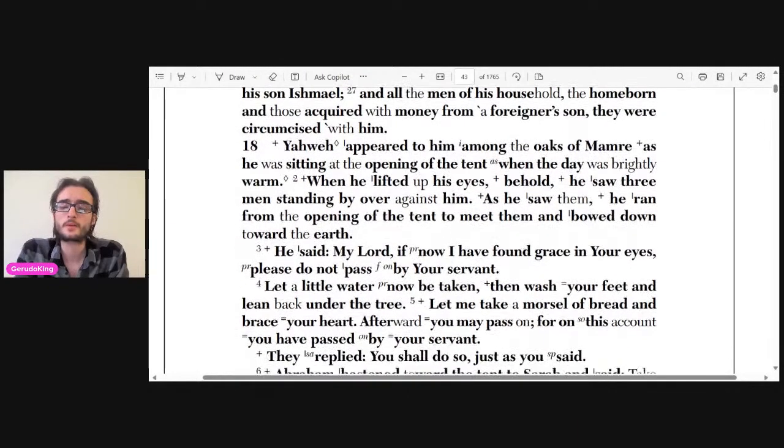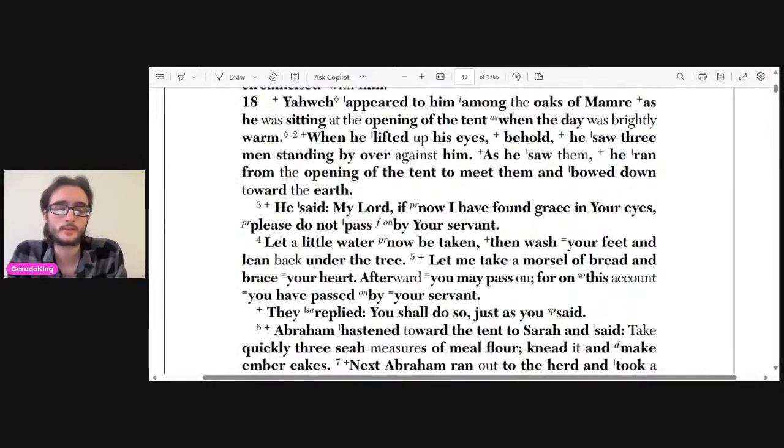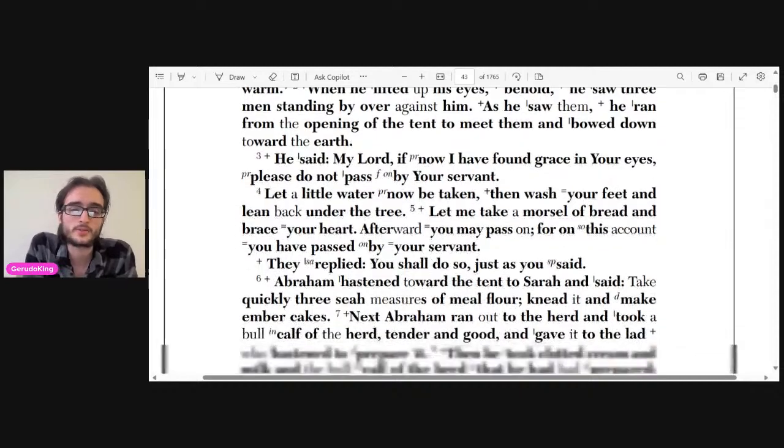Yahweh appeared to him among the oaks of the Mamre as he was sitting at the opening of the tent when the day was brightly warm. When he lifted up his eyes, behold, he saw 3 men standing by over against him. He saw them, he ran from the opening of the tent to meet them and bowed down toward the earth. He said, My Lord, if now I have found grace in your eyes, please do not pass by your servant. Let a little water now be taken, then wash your feet and lean back under the tree. Let me take a morsel of bread and brace your heart. Afterward you may pass on, for on this account you have passed by your servant.